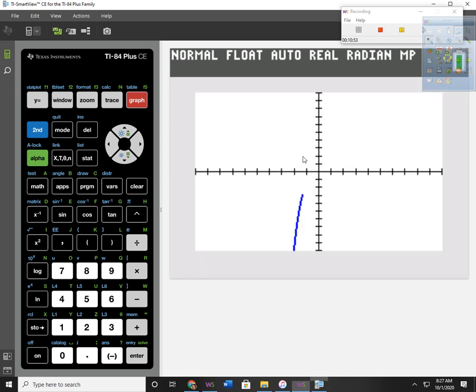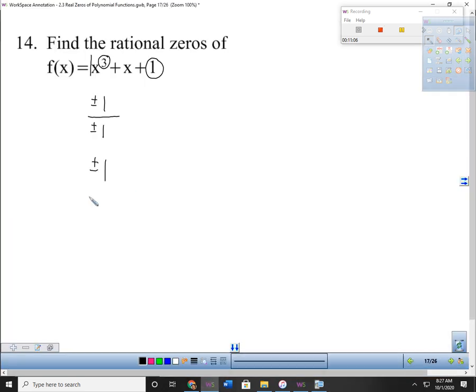So it told us that the possible ones were positive 1 and negative 1. So if I look at the graph of this, if 1's a 0, it's going to cross at 1. It's not crossing at 1. And if negative 1 is a 0, it's going to cross at negative 1. It doesn't cross at either of those. So this equation actually has no rational zeros.